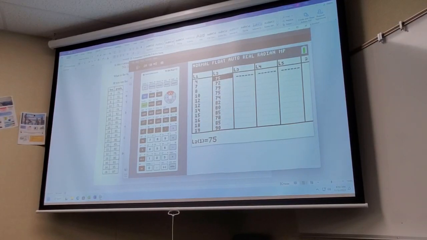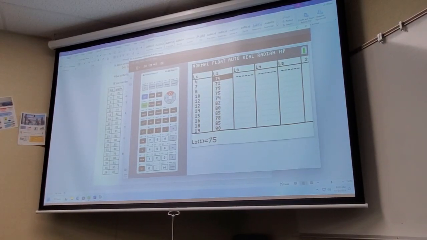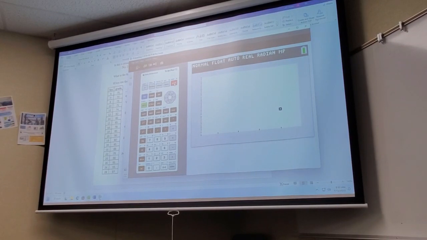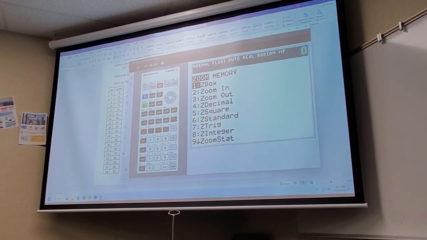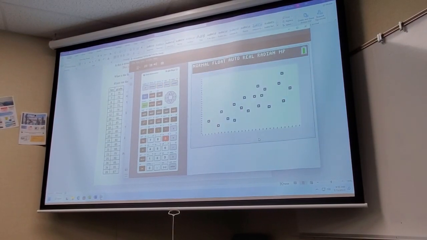What happened? Let's just try to do this. All right, so if I hit graph right now, I get this. I see one data point, right? So what step do I need to do? Anytime I put new data in, I have to tell the calculator to go find it. How did we do that again? Oh, zoom. Zoom, stat. So now it found it.